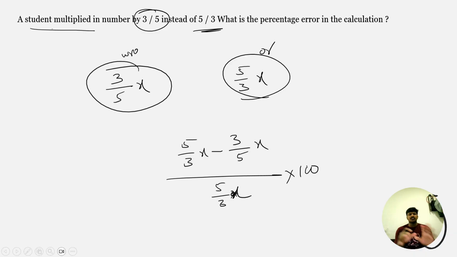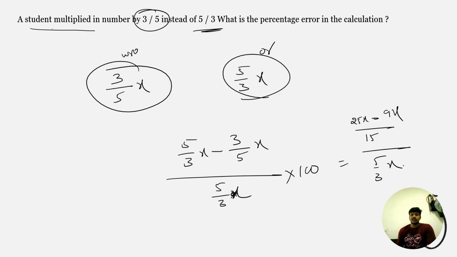As you can see, all this calculation seems difficult, but you are going to get the answer. There is no doubt. If you are having difficulties, let us take the LCM equal to 15. So here 5 into 5, 25x minus 3 into 3, 9x, by 5 by 3 x. So here you are going to get the answer. There is no doubt at all. So here it is how much? 16 by 15, we can cancel x and x.